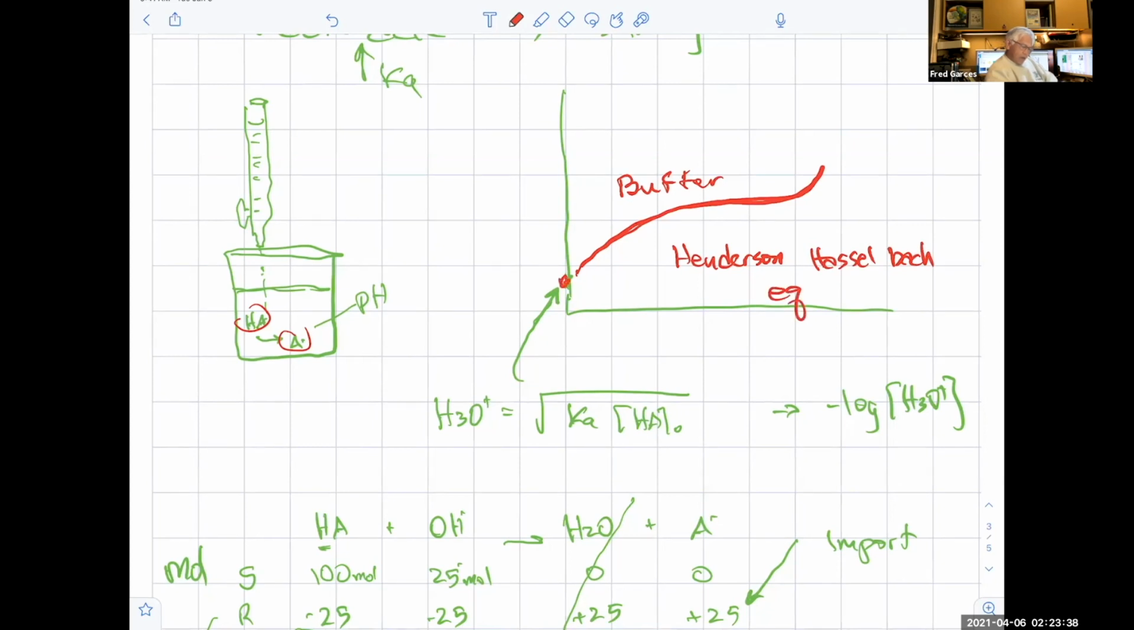Remember that this point right here, that's weak acid calculation. Let me show you an important eureka about buffers.